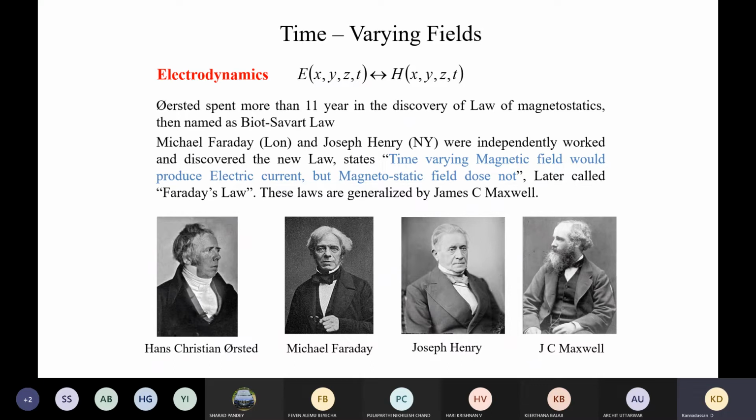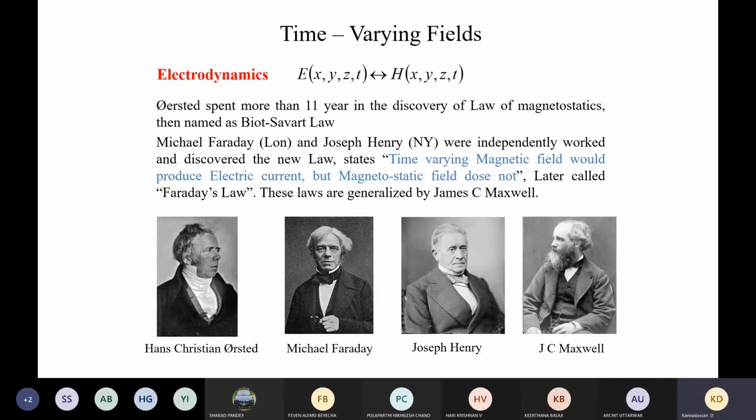In the case of electrodynamics, we have three important people: Michael Faraday, Joseph Henry, and of course Maxwell himself. These three people described all these phenomena, and particularly Michael Faraday and Joseph Henry were in two different places without knowing each other. They independently developed some of the very important nature of the time varying fields.